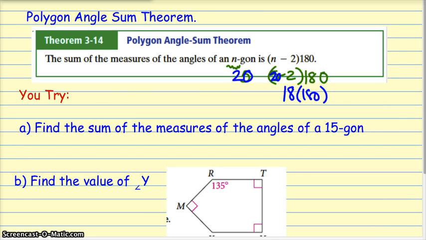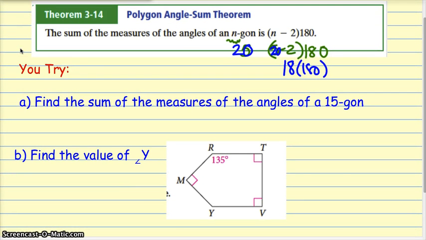So a couple problems to try. Find the sum of the measures of the angles of a 15-gon. Go ahead, try that one on your own. We'll check it in class.